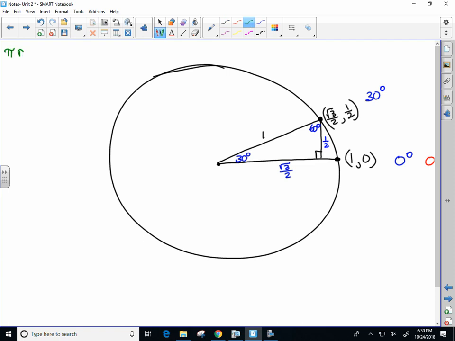Pi radians is equal to 180 degrees. That's the conversion factor we use, but it really comes from the idea that one full turn around the circle is equal to 360 degrees. It also happens to be equal to approximately 6.28 or 2 pi, right?